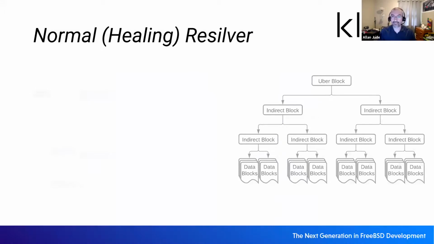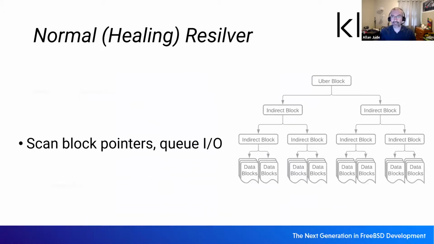So to accomplish this, ZFS starts at the top of its block tree with the uberblock. And this is the thing that gets written every time there's a transaction group. And that uberblock will point to various indirect blocks, which are just arrays of more blocks. And then you can have multiple levels of indirect blocks down to the actual data blocks.